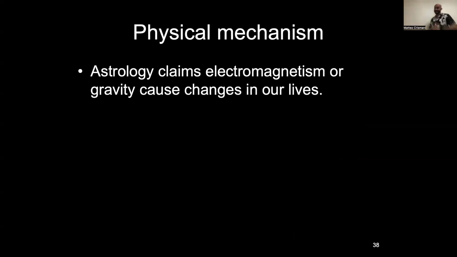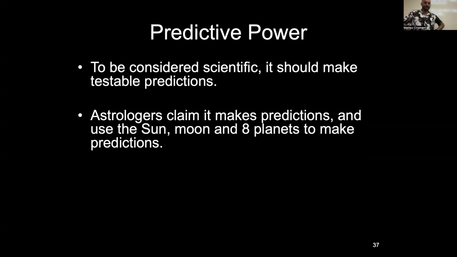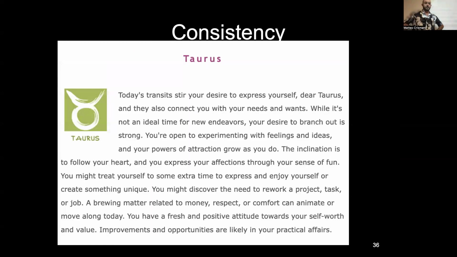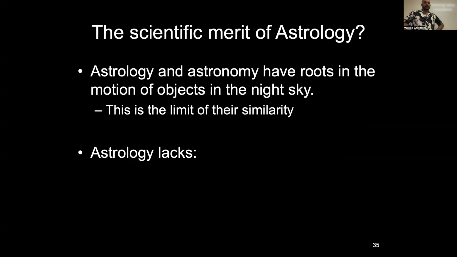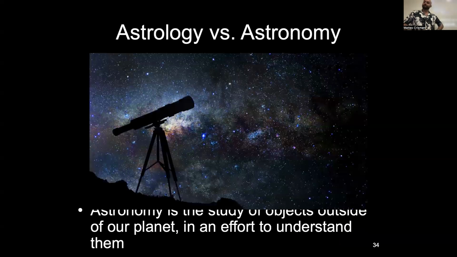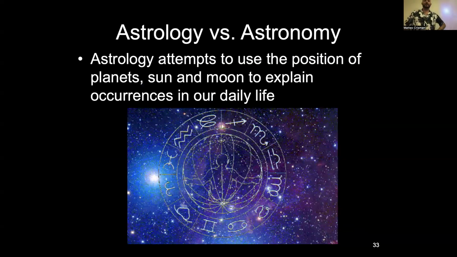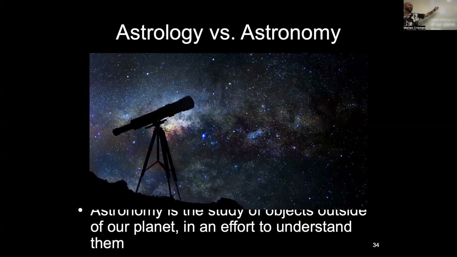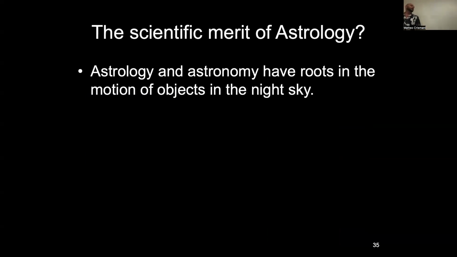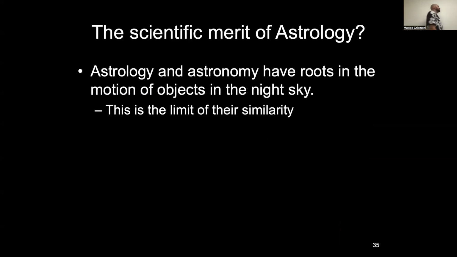Go back. Now you've seen everything again. All right. Here we go. We said this. Astronomy is the effort to study things outside of our planet. That's supposed to be on top. They have roots in the motion of the night sky. This is a limit of their similarity. That's as far as they go. Right? They name the same sort of objects in the night sky, but they don't cover the same subject matter at all.